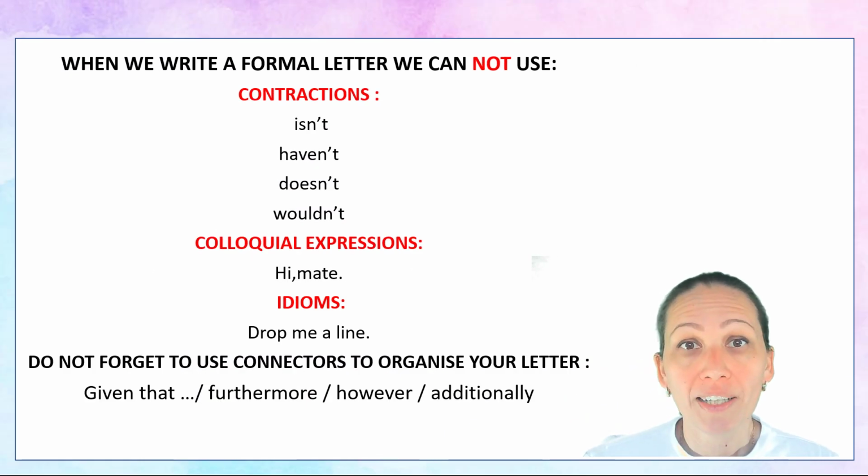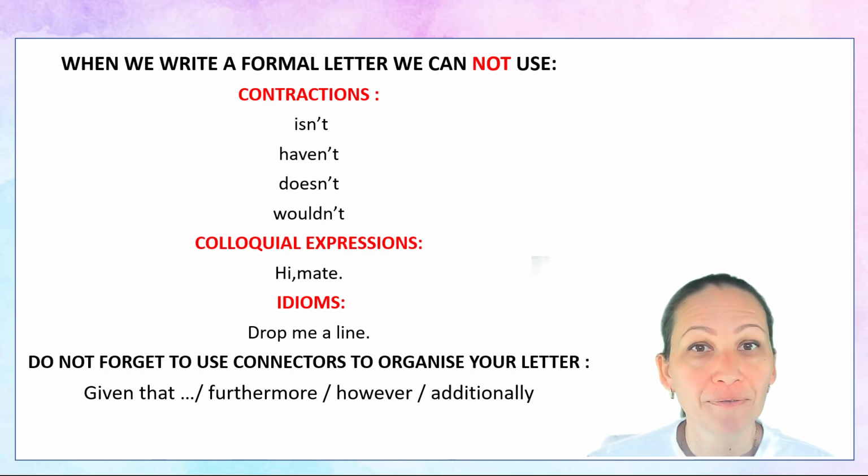When you write an application letter, please bear in mind that you can't use contractions. So we can't say isn't, haven't, doesn't, wouldn't. We have to use is not, have not, does not, would not, or should not. We cannot use colloquial expressions. We can't say, hi mate, big kisses, see you later. No, we should keep formal register. Neither can we use idioms. We can't say drop me a line at the end of your letter. It's quite nice expression when you write a letter to your friend or your pen pal, but not when you're applying for a job.